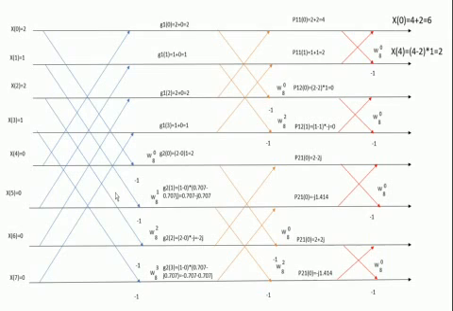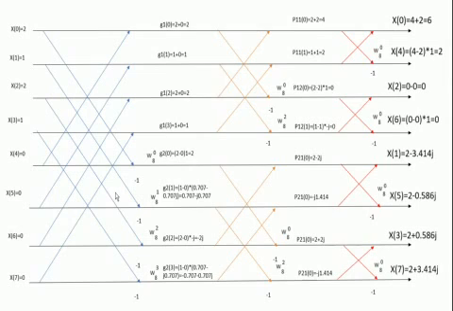X of 4 is given by P11 of 0 minus P11 of 1, which is 4 minus 1 into 2, which is minus 2. 4 minus 2 is 2. The result has to be multiplied by W8^0, which is 1, so it is 2. So as you are observing here, the output is bit reversed. Follow the same steps, we get this answer. Hope you have understood this particular problem.